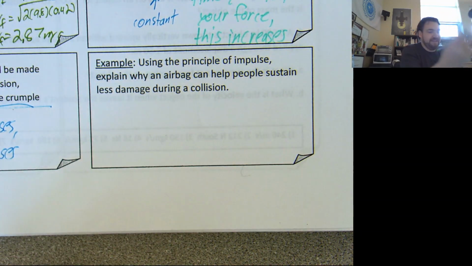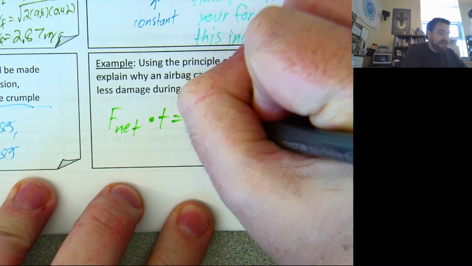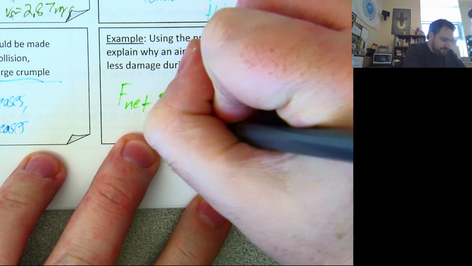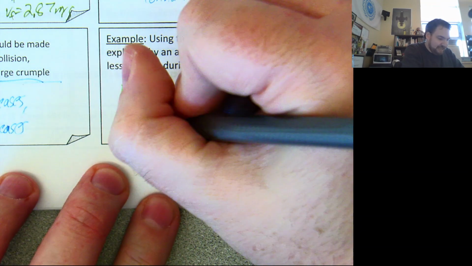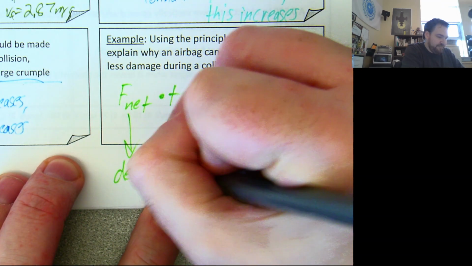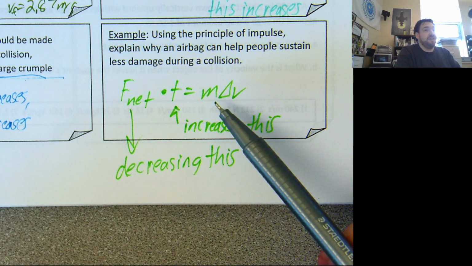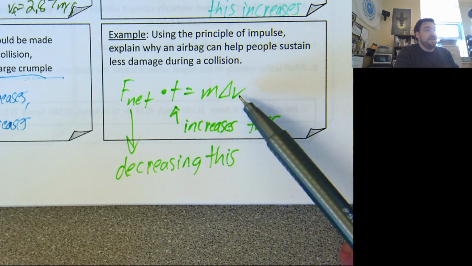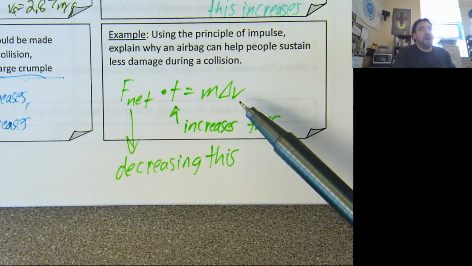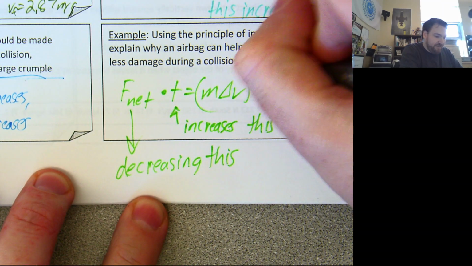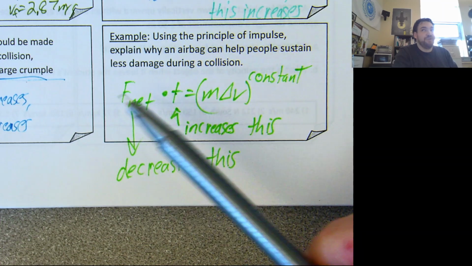All that the airbag does is this: everything is F net times time equals m delta v. The airbag increases the time, decreasing the net force, because this side doesn't change. The mass of your face is the mass of your face. The velocity your face was traveling at is the velocity you were traveling at, and you are going to stop. This whole side is constant. Increasing time means the net force goes down.